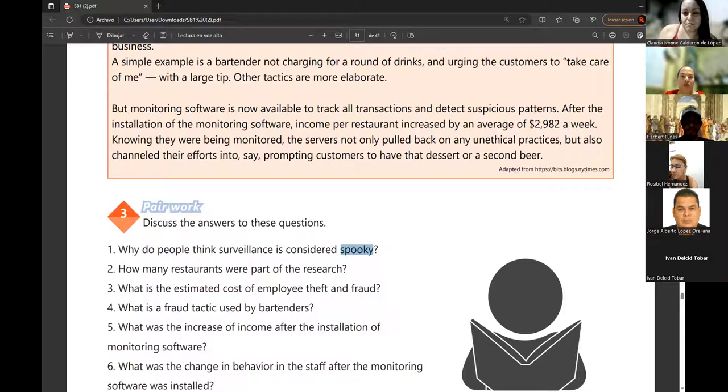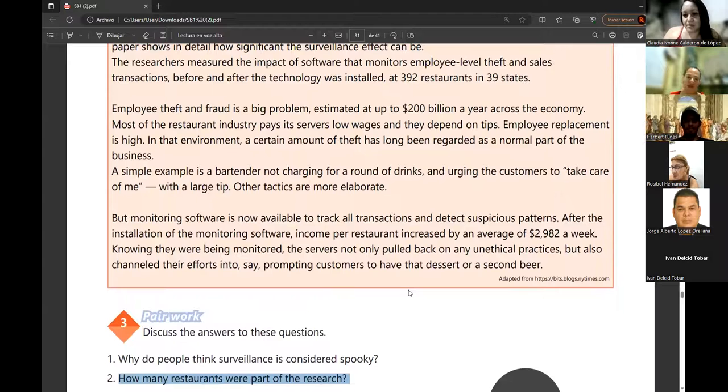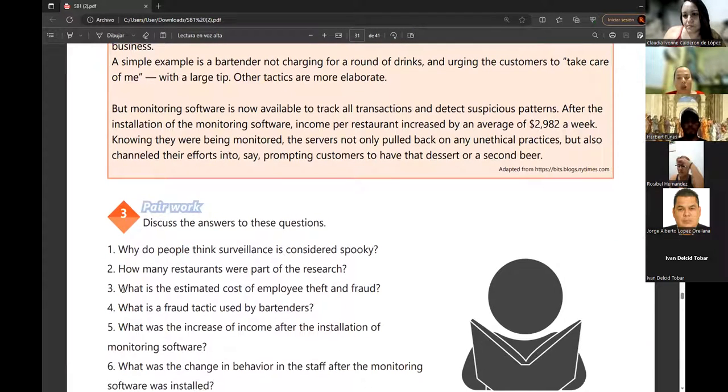Okay, how many restaurants were part of the research? 392. How many? I'm sorry? How many restaurants? 392. All right, excellent. 392 restaurants. Very good. 392 restaurants.